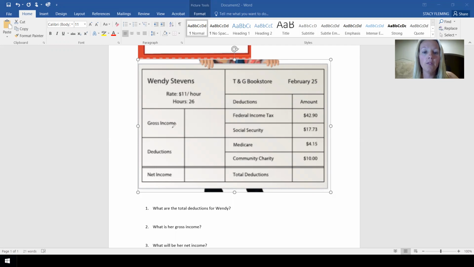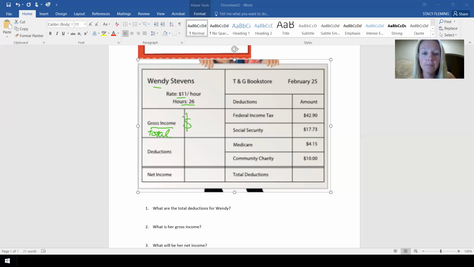So our gross income is the total amount of pay. And to find that, you would have to know, here's Wendy, her hourly rate, $11 per hour, and how many hours she worked. So to figure out the total, if she works for 26 hours and every hour she works she gets $11, you have to figure out how much she would get paid. So you'd have to find that rate. That's your gross income. So multiply her rate times the hours worked, and then you would have to put your answer here.